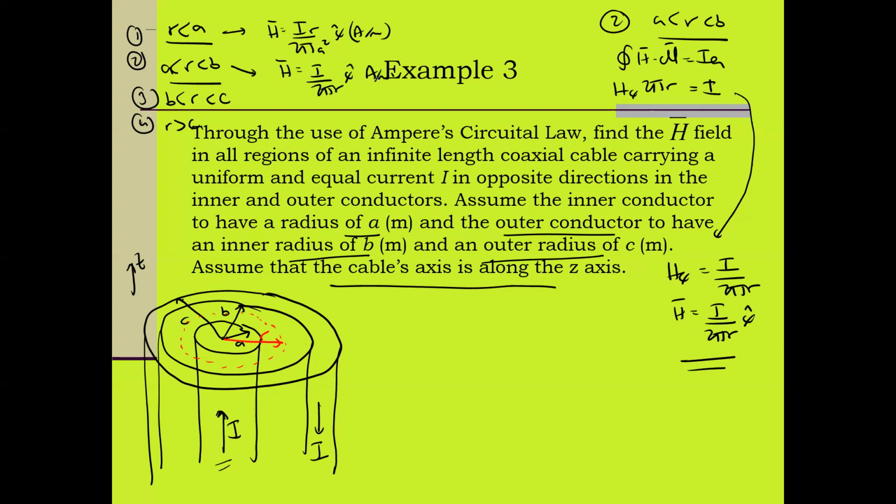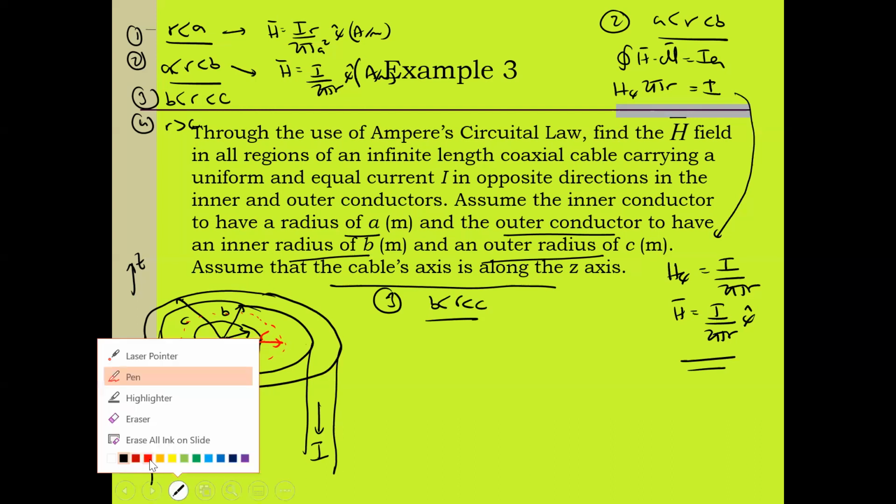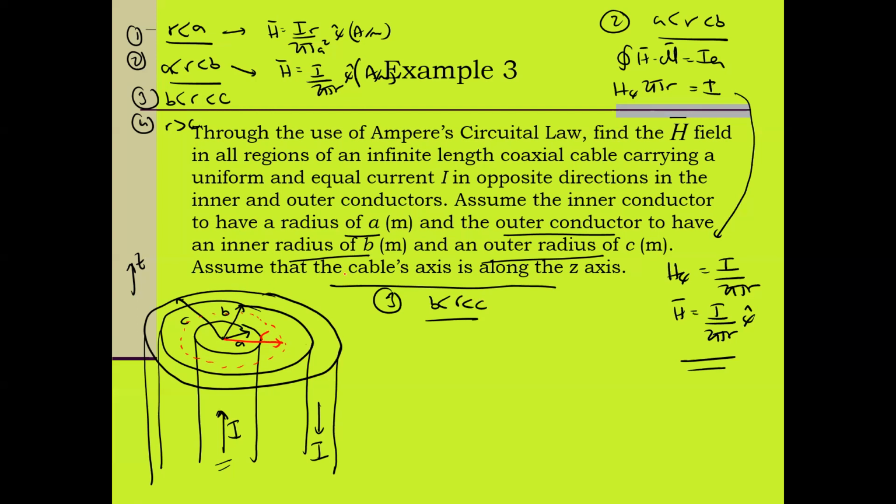Okay, right. For the third region, which is between B and C, let us sketch the third region here. So we have R between B and C. First of all, we need to sketch the Ampere loop to represent this region between B and C. So that should be our Ampere loop, in which the loop must be located between B and C radius.